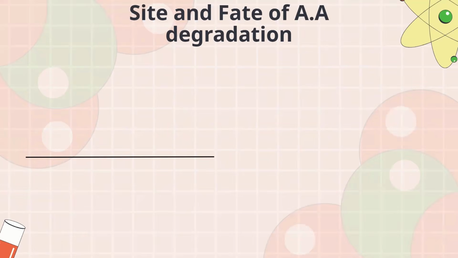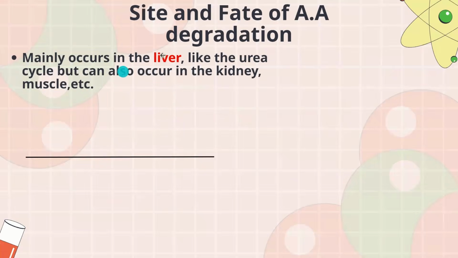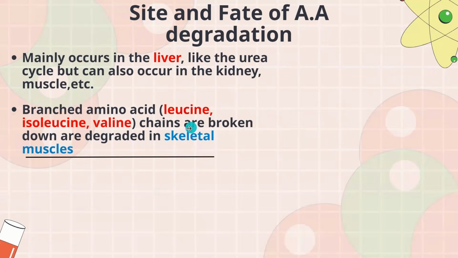So where does amino acid degradation occur? It mainly occurs in the liver, like the urea cycle, but it can also occur in the kidneys, the muscles, and so on. There are some exceptions, by the way. Not all amino acids are degraded in these regions. If you remember, the branched-chain amino acids, leucine, isoleucine, and valine, are degraded in skeletal muscles. Please recognize this, because this was asked about before at TBL.